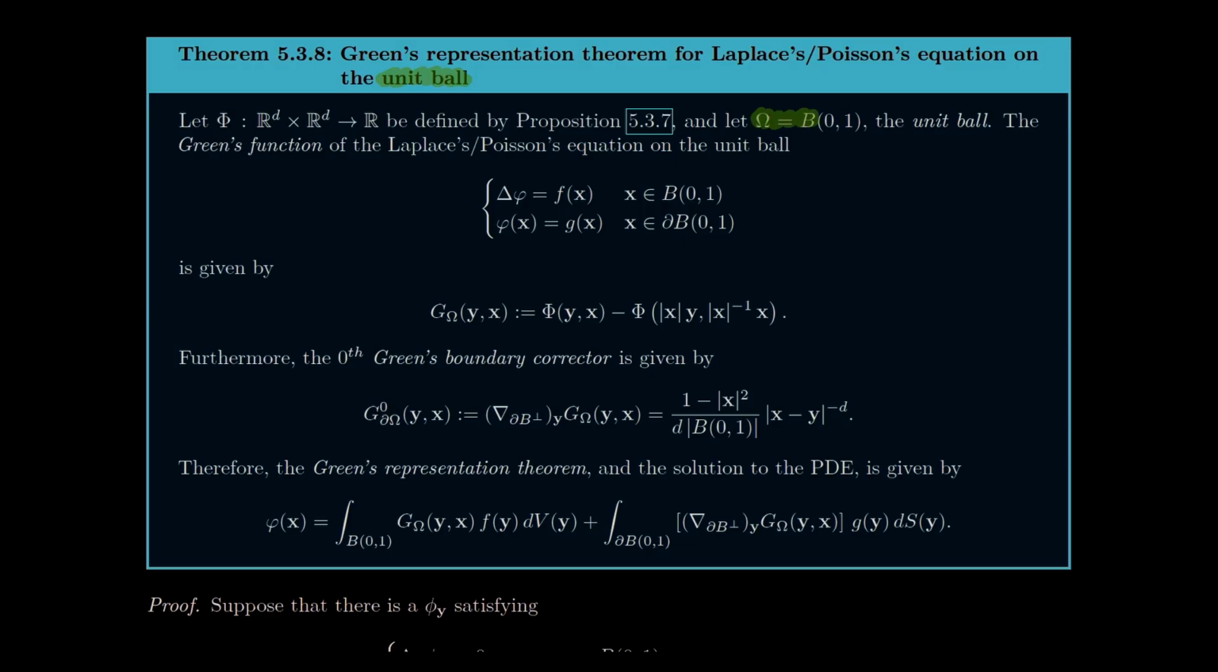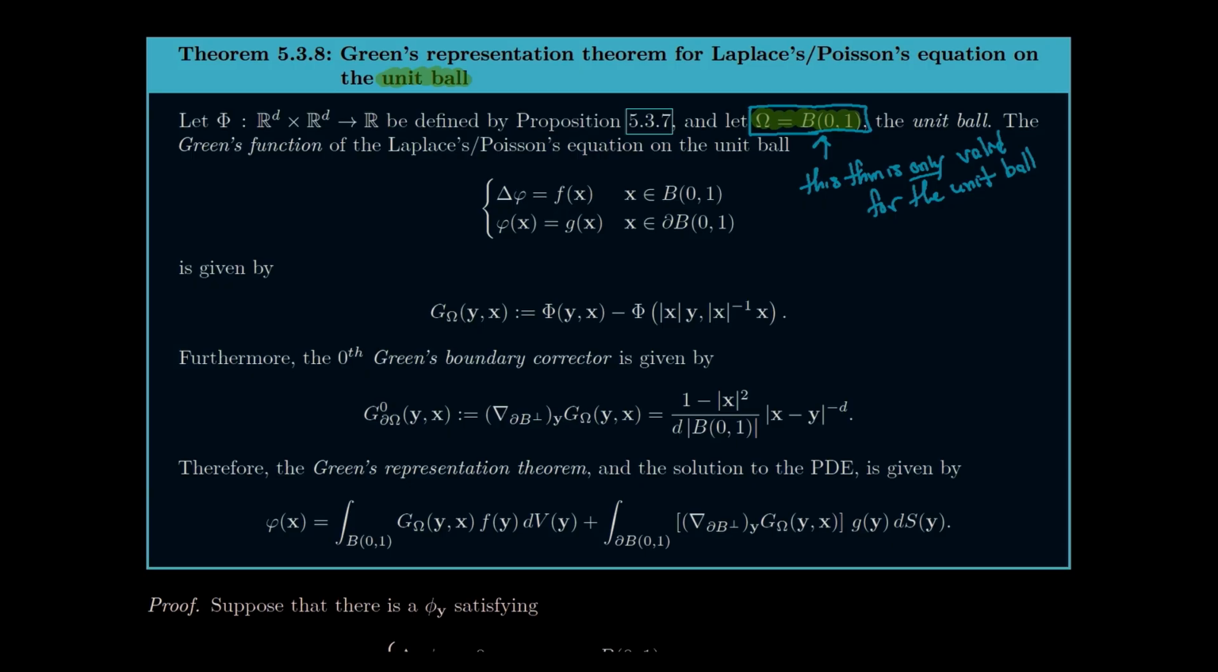So what I've done is I've restricted our domain to a very, very specific domain. I'm saying omega is the unit ball. And when you read this theorem, just remind yourself this theorem is only valid for the unit ball. You cannot apply this theorem for any other sorts of domains. You have to find a brand new Green's theorem, right? Because the Green's representation is intimately tied to the shape of the domain itself.